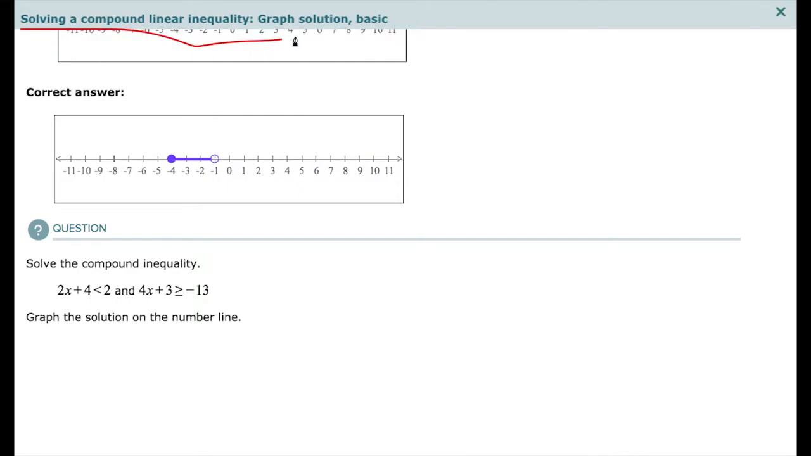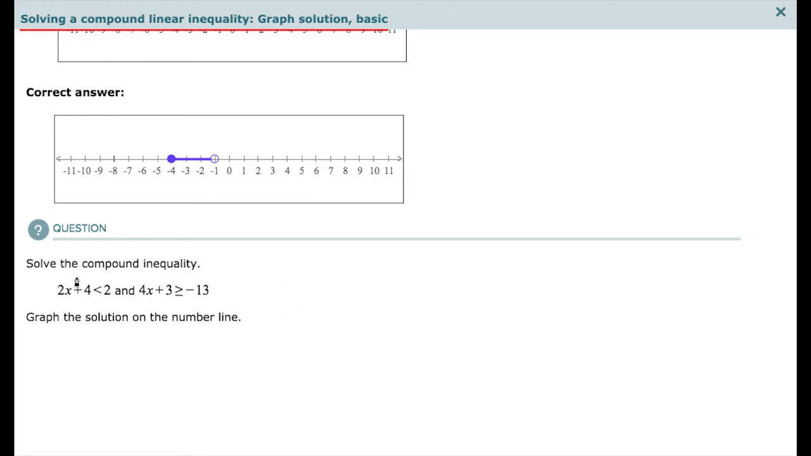Here we're going to review solving a compound linear inequality and graph the solution. This is the basic version. Here's the answer up here, but I'll show you how we get to it. So we're going to solve the compound inequality 2x plus 4 is less than 2, and 4x plus 3 is greater than or equal to negative 13. We're going to graph the solution on the number line.